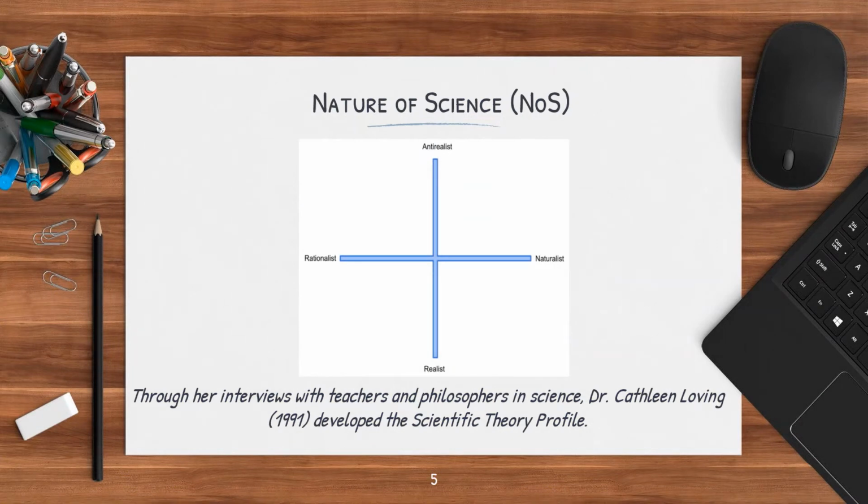Understanding how knowledge is generated in science and evaluating how much faith we can put into that knowledge should be taught in our classrooms. Through her interviews with teachers and philosophers in science, Dr. Kathleen Loving in 1991 developed the scientific theory profile. The first axis shows how knowledge in science is generated, and the second axis regards the truth of conclusions made in science. We will now take a closer look at the scientific theory profile.